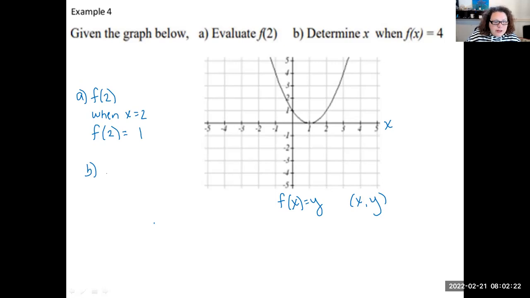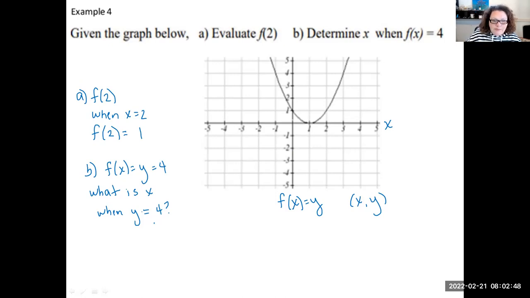So they're telling us that f of x, which is also equal to y, is equal to 4. What is x when y is 4? What is x? This is a question you should be asking yourself. What is x when y is 4? Okay, so I'm going to have to go on my y-axis and find 4.